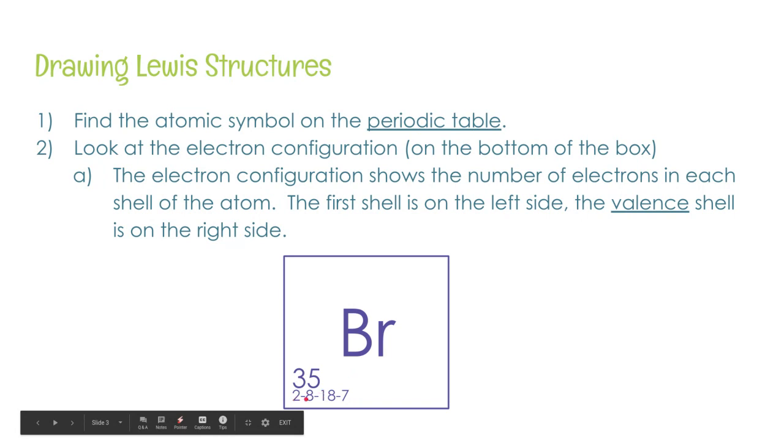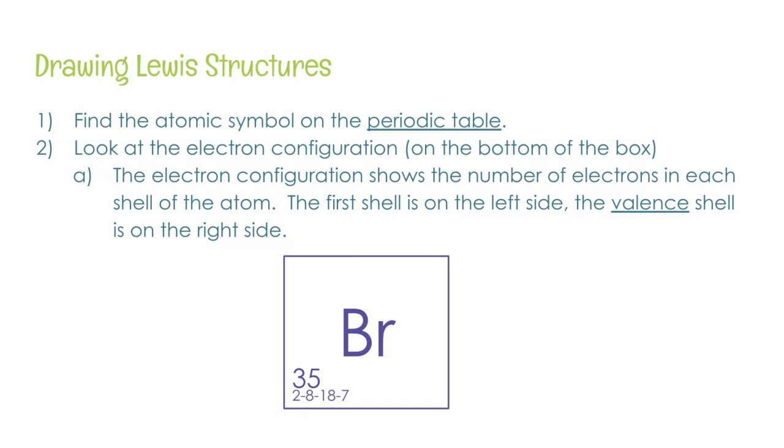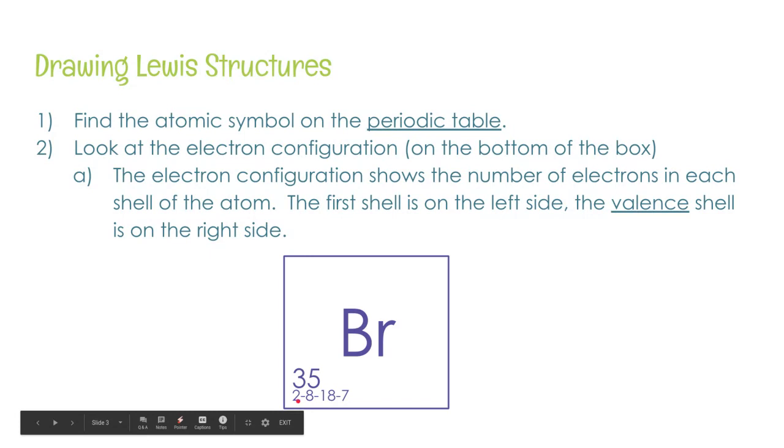This shows us how many shells of electrons there are and how many electrons are in each of those shells. So here, because I have 4 numbers, this is telling me that bromine has 4 rings of electrons. It has 4 orbitals, okay? My first orbital is on the left. It has 2 electrons. My second has 8 electrons. My third has 18 electrons. And my valence shell is going to be the one all the way on the right, showing me that I have 7 valence electrons. Okay.